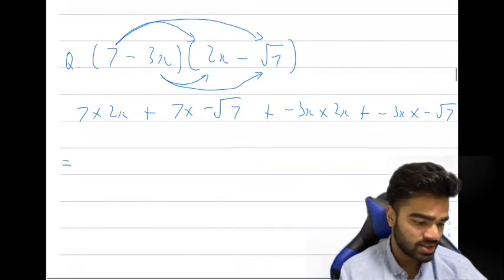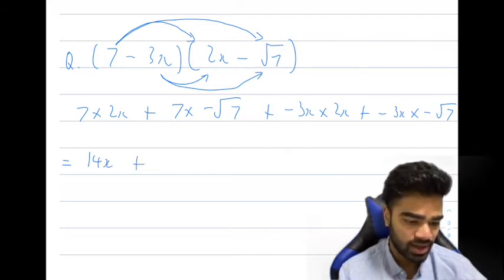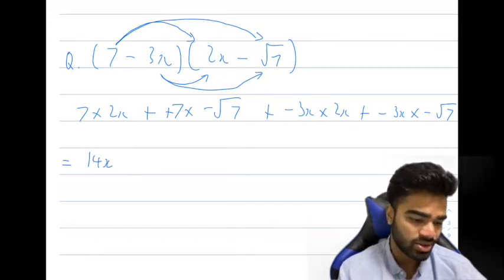So let's simplify this now. 7 times 2x is 14x plus, well, would it be a plus? No, you've got a plus 7 times negative root 7. You can't multiply these two, but there's a negative there, so it's going to be overall negative. So minus 7 root 7.